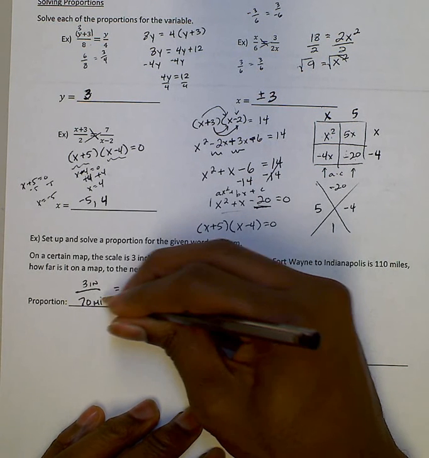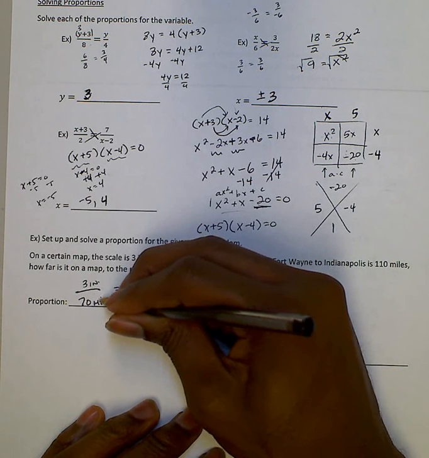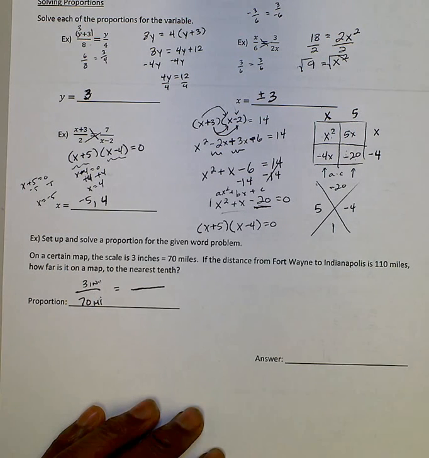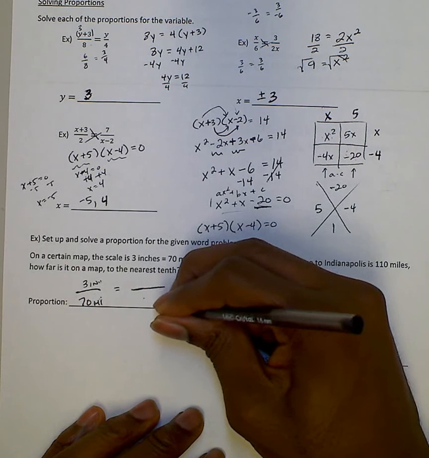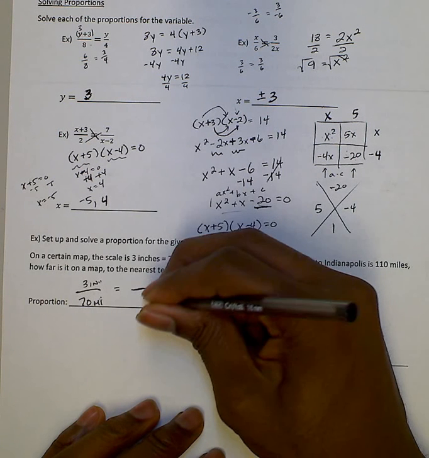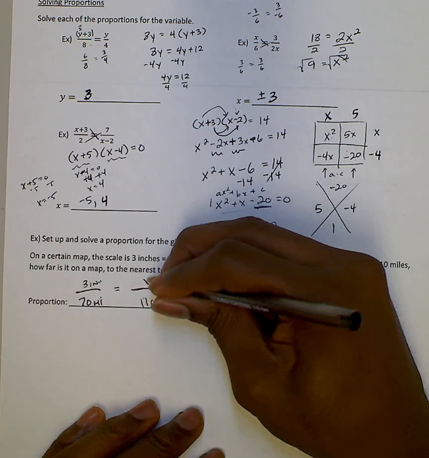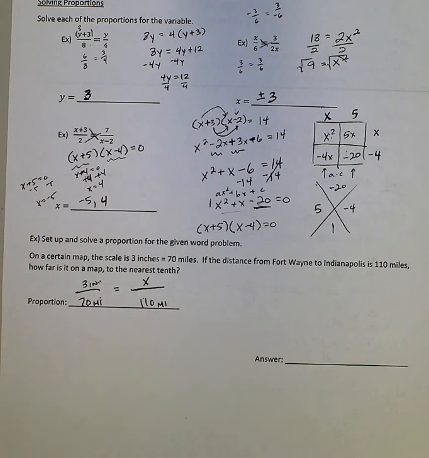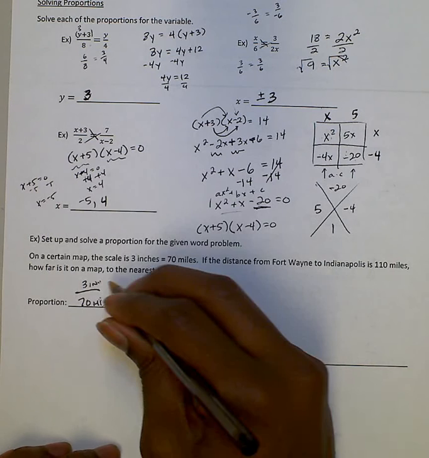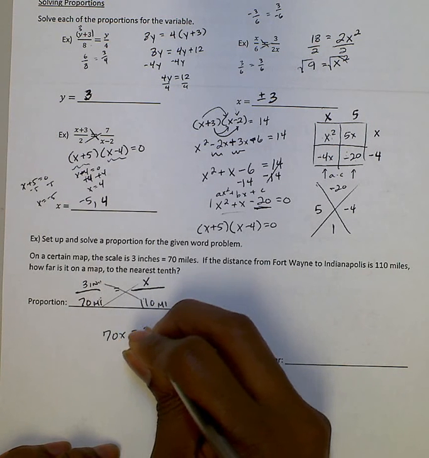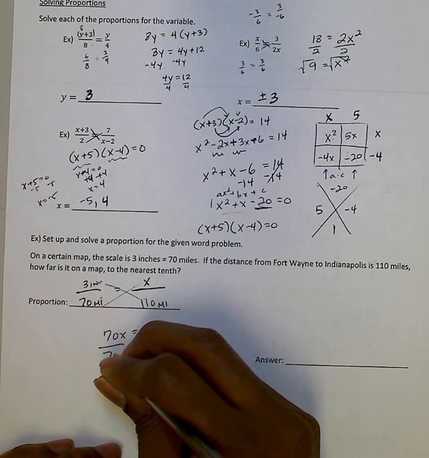So you'll notice the units on our first ratio is inches over miles. So in the ratio we're going to create, we're going to make sure that our miles is on the denominator as well. And that's 110. We don't know how many inches it is, so we're just going to say x. And now, solving this proportion just like we have, cross multiply. 70x equals 330. Divide both by 70.